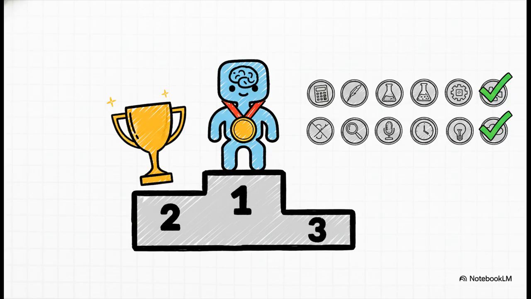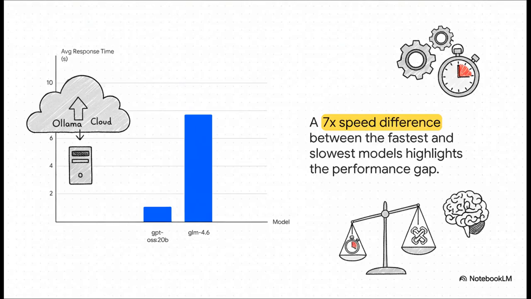The GPT-oss 20B model was the undisputed champion. It wasn't just the fastest on average, it was the top performer in 9 out of the 10 different test categories we threw at it. Everything from math to creative writing. Just total domination. And this chart really just says it all, doesn't it? It shows the massive performance gap.